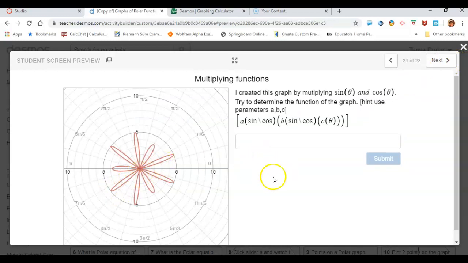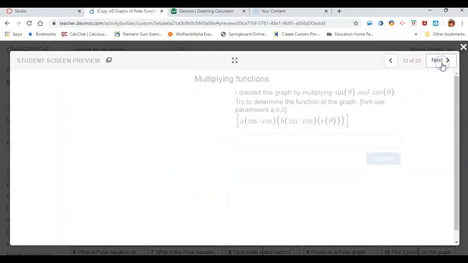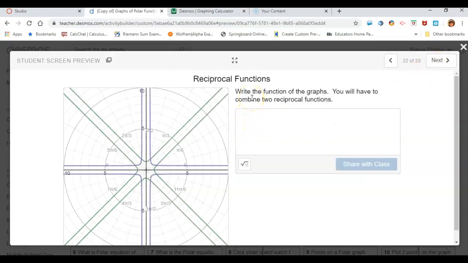Then I have this fun looking graph. Here I multiplied sine theta and cosine theta. So I want them to try to determine the function of the graph, and I gave them some hints. You're going to have 3 parameters, A, B, and C. You're going to use sine or cosine here, and then some number there. Let's see if I can figure it out. And then lastly, write the functions of the graph, and you're going to have to combine 2 reciprocal functions. So hopefully they'll know that our reciprocal functions are the cosecant and the secant graphs, and maybe they can figure it out. We'll see.